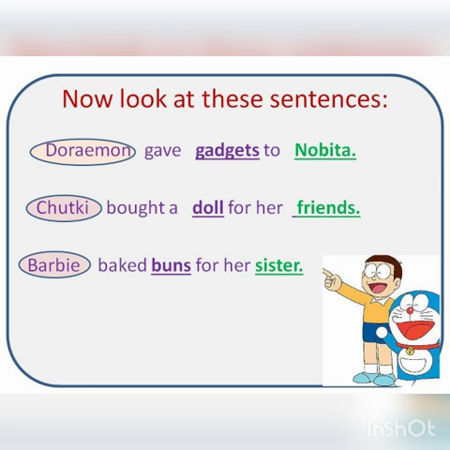Now look at these sentences. Doraemon gave gadgets to Nobita. Chutki bought a doll for her friends. Barbie baked buns for her sister. Now can you see the underlined words here? Both are objects. Gadgets and Nobita. Doll and friends. Buns and sister. How can there be two objects? Yes, there can be two kinds of objects in a sentence. We'll see what they are.